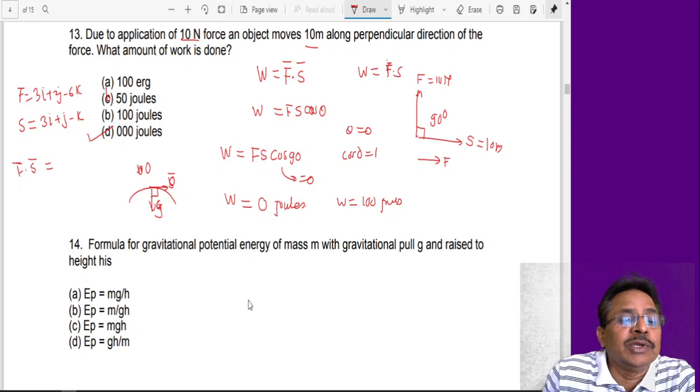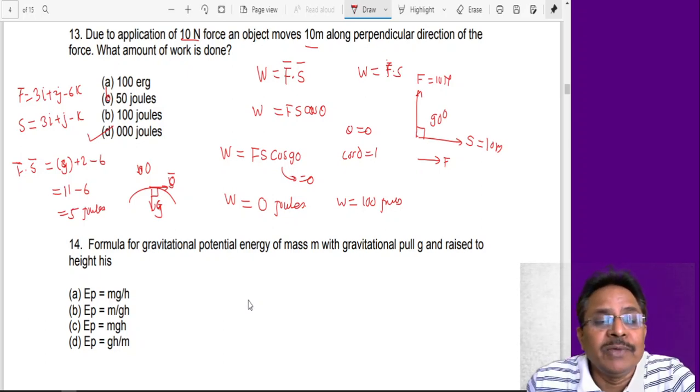We get 3 into 3 is 9, into I dot I which is 1. Then 2 into 1 is plus 2, and 6 into 1 is minus 6. So getting this product, it is 11 minus 6, therefore it is simply 5 joules. So that simple it is.